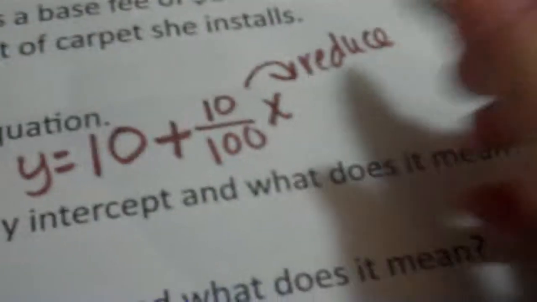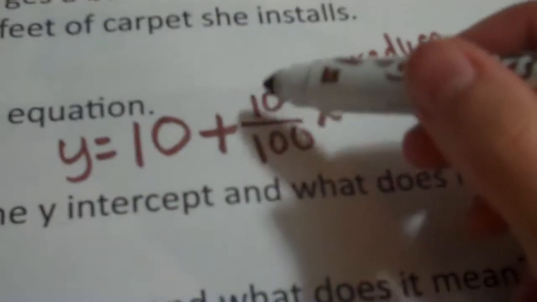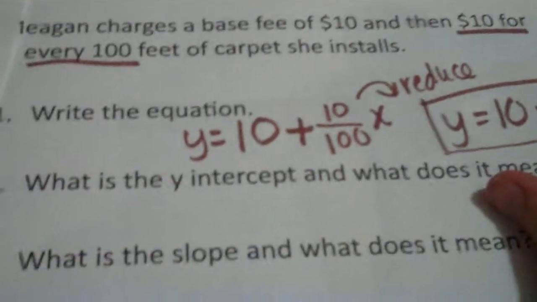Alright, so I'm going to rewrite this equation. Y equals 10 plus. But I'm going to see if I can reduce 10 over 100. So on my calculator, 10 divided by 100 is 0.1. So you could put 0.1x or math enter is 1/10. So I'm going to put plus 1/10 x. So this is really what you're looking for here because it is reduced. So make sure you reduce, okay?